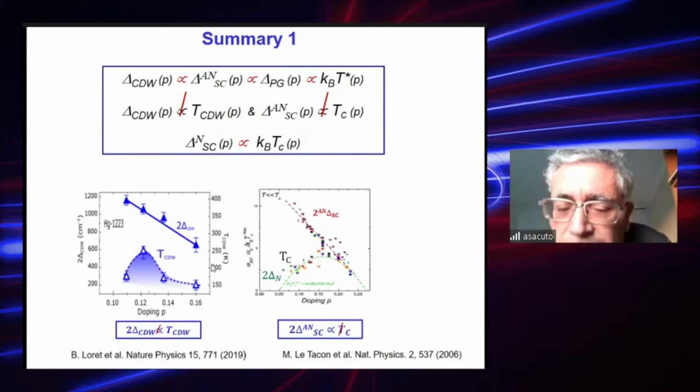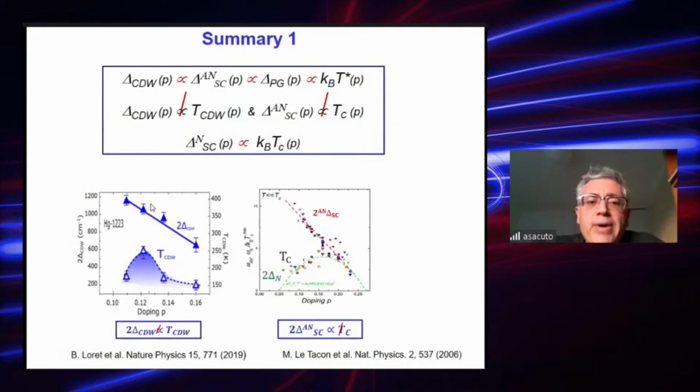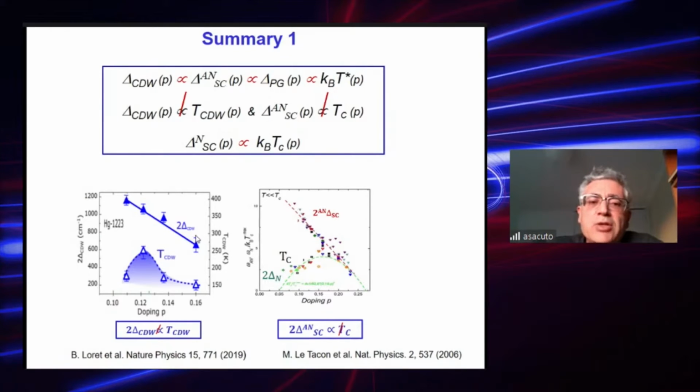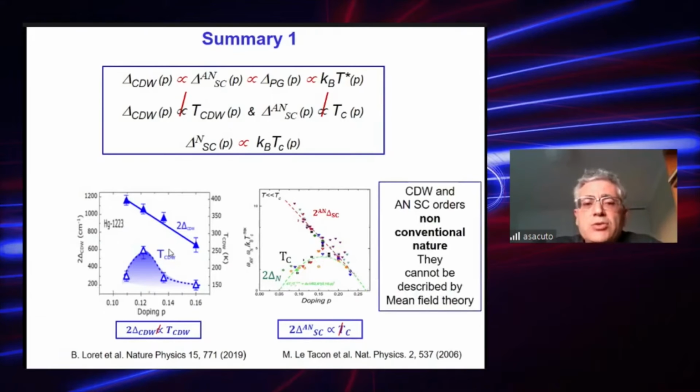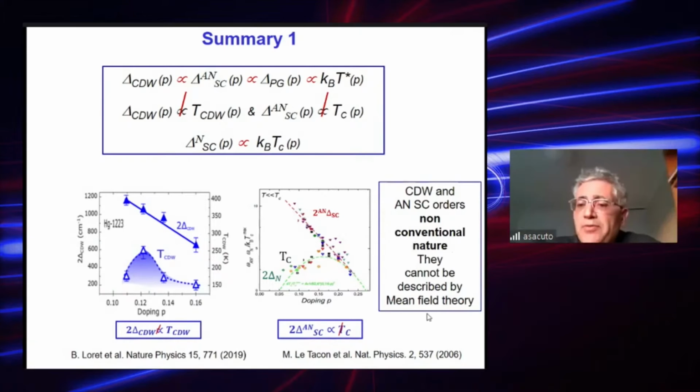Just to summarize, the energy of the charge density wave varies linearly as a function of the gap and is non-monotonic, exactly as the antinodal superconducting gap decreases linearly, and does not follow TC. So these two orders are non-conventional, which cannot be described by a BCS-like theory because they are not proportional to the transition temperature.